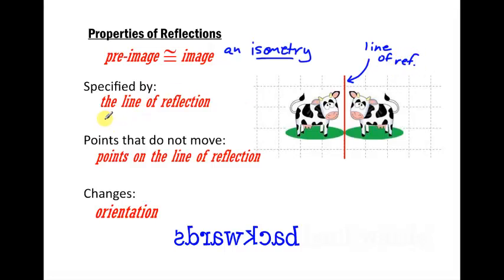I'll just abbreviate that. Now you're going to see this in instructions sometimes just abbreviated. So you'll see a lowercase r, that's going to stand for reflection. And then you'll have a little note about what your line of reflection is. Maybe it's the line y equals 2, for example.